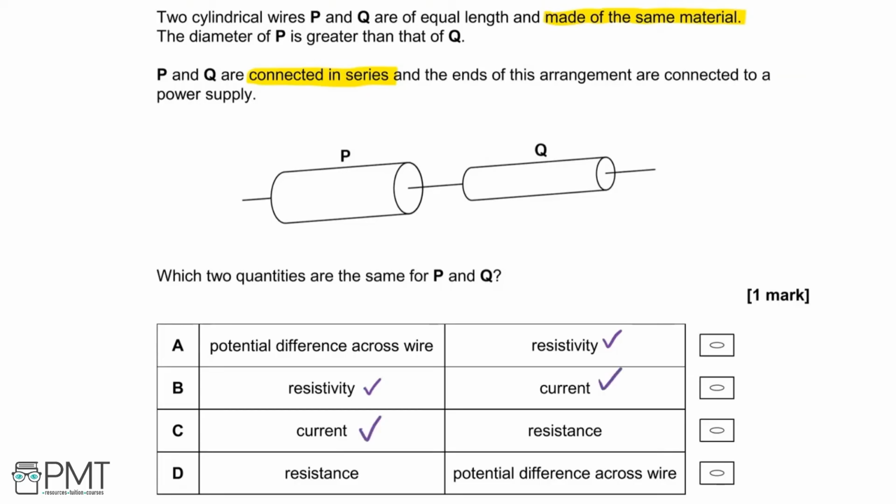Well, from this we can already see that B is going to be correct, but let's just look at the other values and explain why those are incorrect. So potential difference across the wire. Well, for this, let's take a look at the resistivity equation.